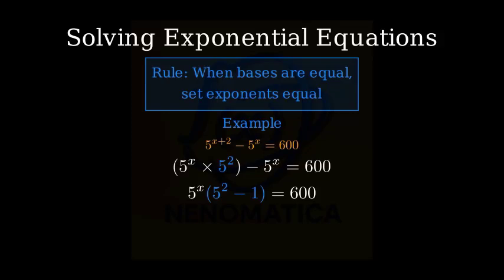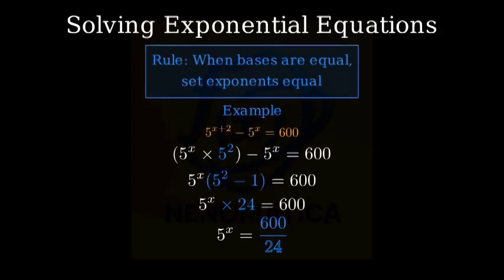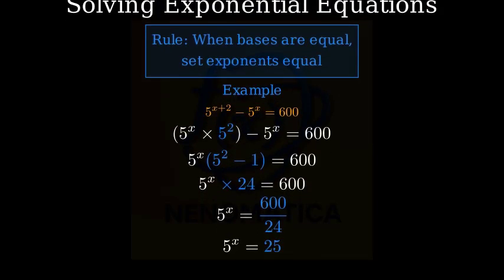Let's simplify what's inside the parentheses. 5 squared is 25, so we have 5 to the power of x times 24 equals 600. Now, let's isolate the term with the variable. We divide both sides by 24. This gives us 5 to the power of x equals 600 divided by 24. Let's simplify the right side. 600 divided by 24 is 25. So 5 to the power of x equals 25.